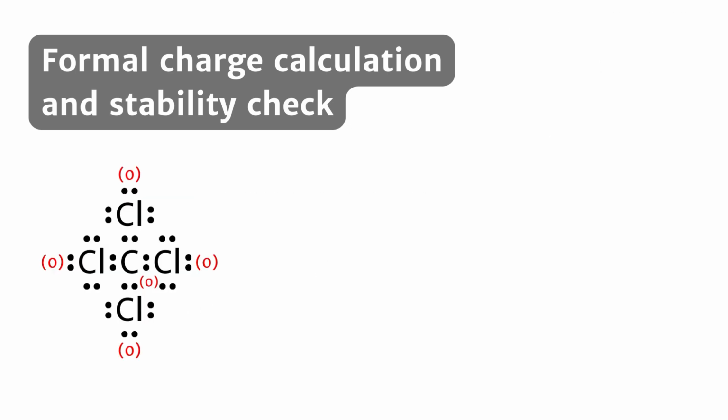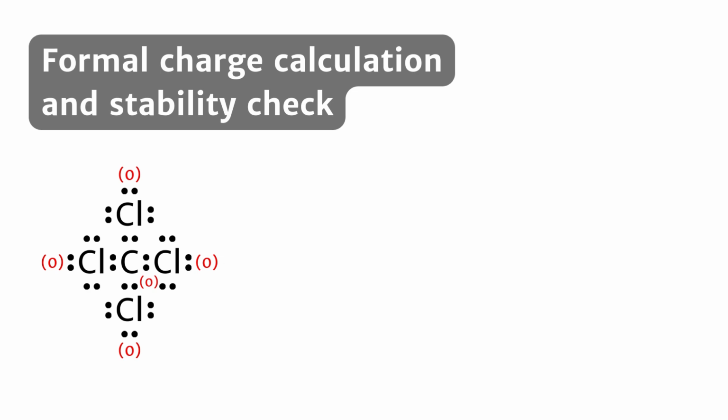The formal charges of the carbon and chlorine atoms are indicated, and it is clear that none of the atoms in the current CCl4 structure have any formal charges. Therefore, this structure can be considered the stable Lewis structure of CCl4.